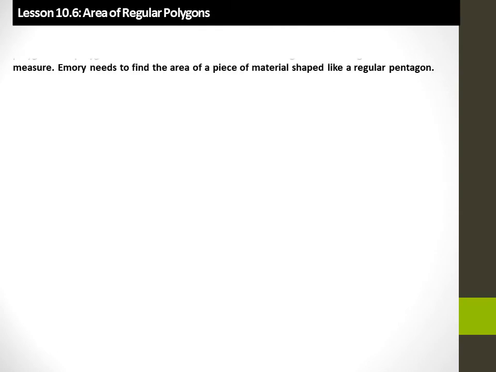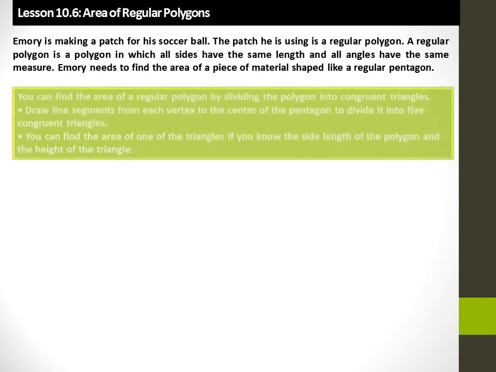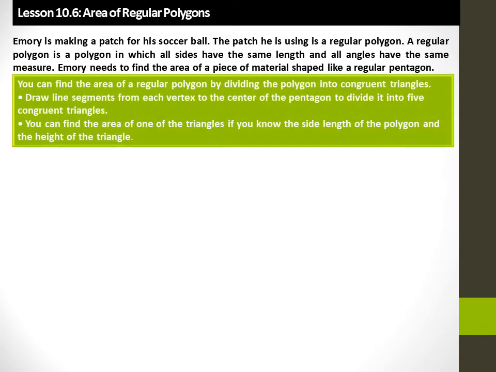Area of regular polygons. Emory is making a patch for his soccer ball. The patch he is using is a regular polygon. A regular polygon is a polygon in which all sides have the same length and all angles have the same measure. Emory needs to find the area of a piece of material shaped like a regular pentagon. You can find the area of a regular polygon by dividing the polygon into congruent triangles.